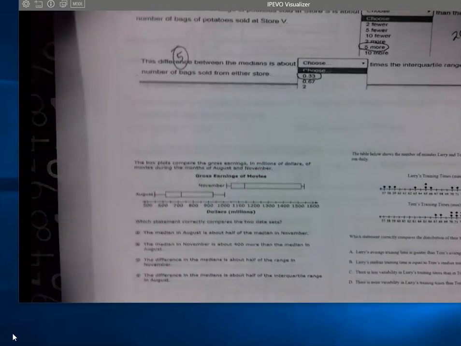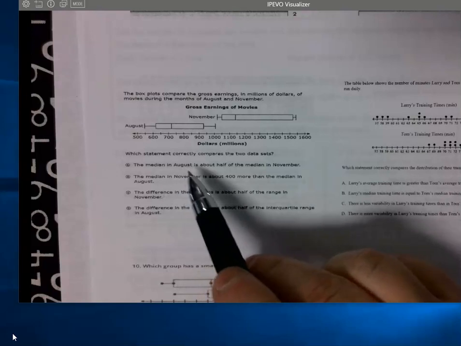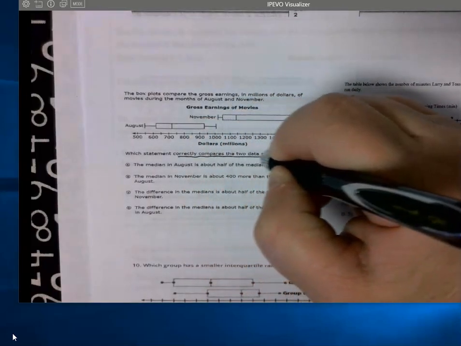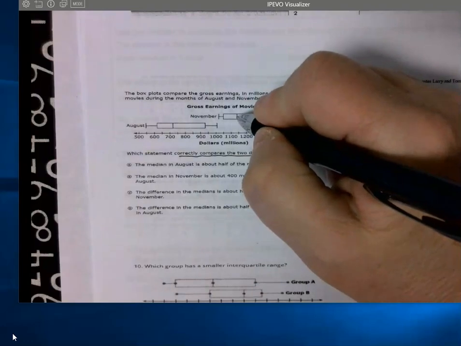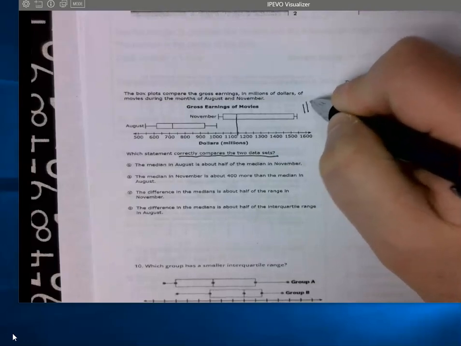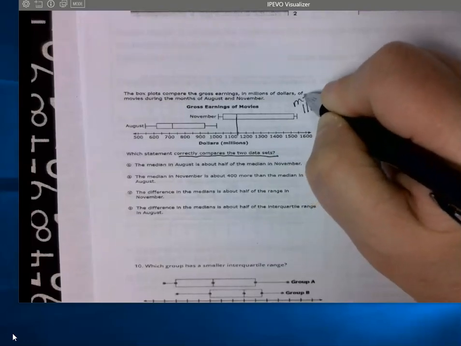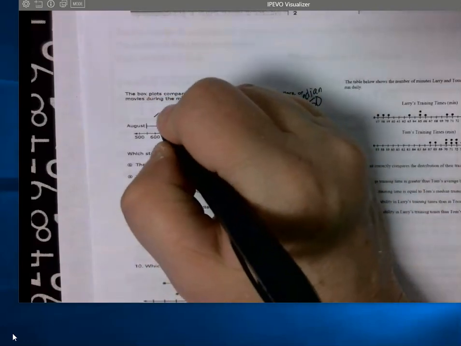Let's move down to another box and whisker plot. The box plots compare the gross earnings in millions of dollars of movies during the months of August and November. Okay, which statement correctly compares the two data sets? Okay, I see stuff talking about the medians. So let's find those medians. The median here, we're going to round it, is approximately 1150. And the median here is approximately 725.